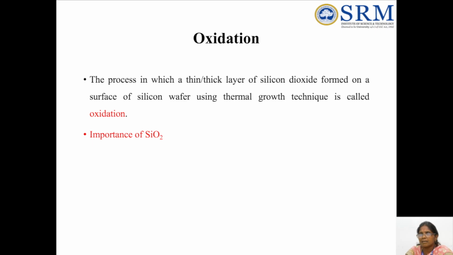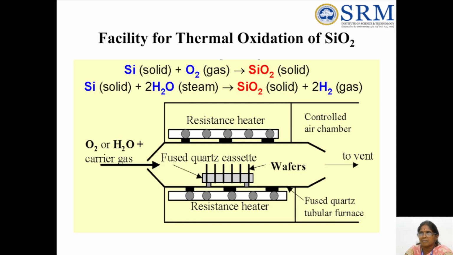Next topic is oxidation. The process in which a thin layer of silicon dioxide is formed on the surface of a silicon wafer using the thermal growth technique is called oxidation. The thermal oxidation of SiO2: silicon reacts with oxygen to produce silicon dioxide. Silicon reacts with water to produce silicon dioxide plus hydrogen gas.